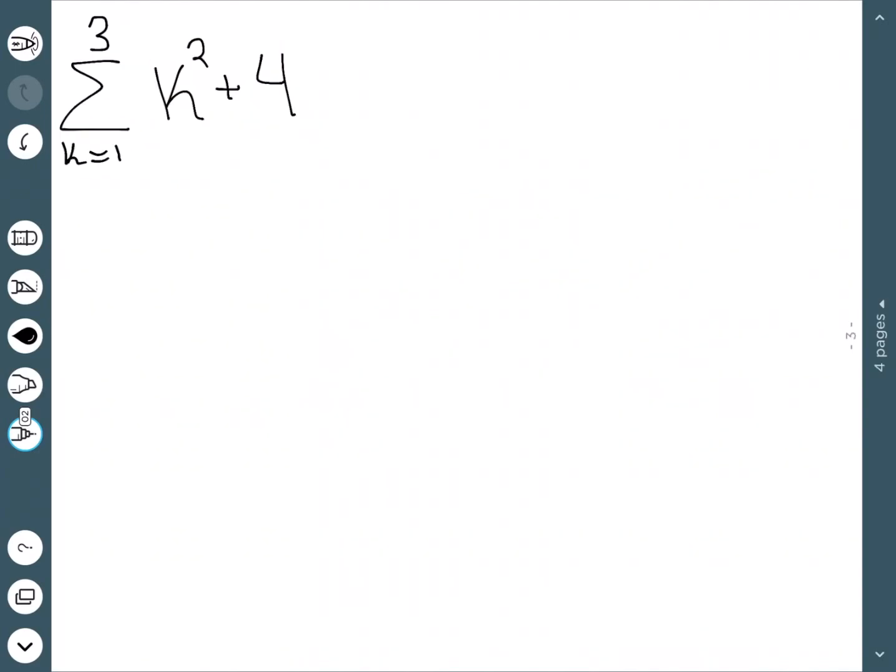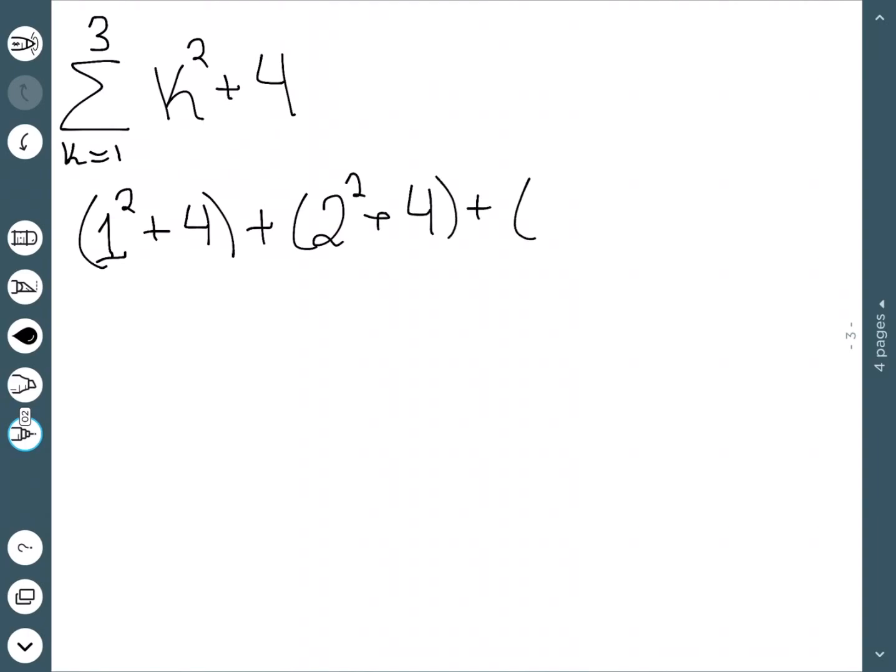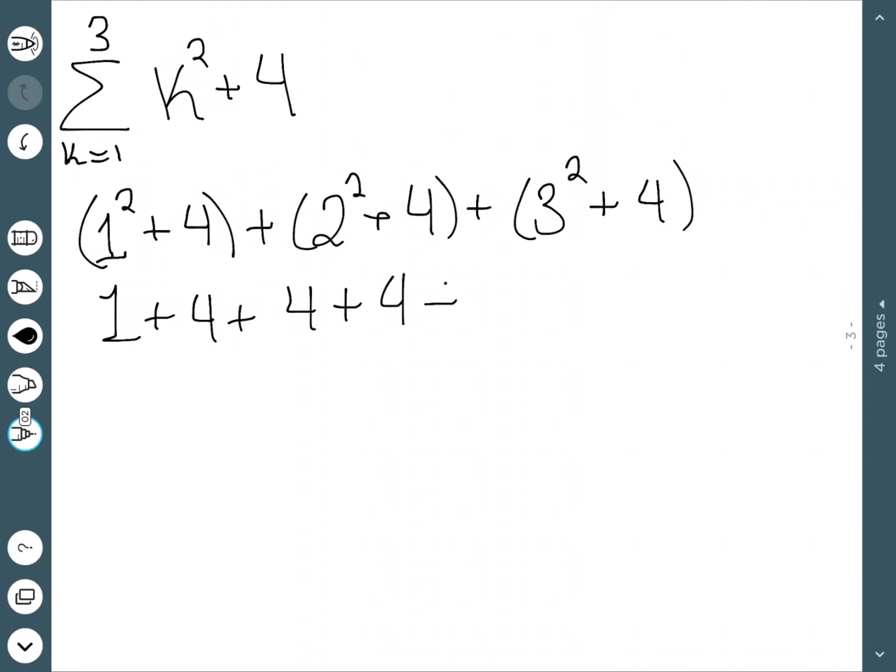Let's look at another one, the summation from 1 to 3 of k squared plus 4. So we start by letting k be 1. I have 1 squared plus 4. We then let k be equal to 2: 2 squared plus 4. And k be equal to 3: 3 squared plus 4. This is now 1 plus 4, plus 4 plus 4, plus 9 plus 4. And when we simplify this, we get 26.